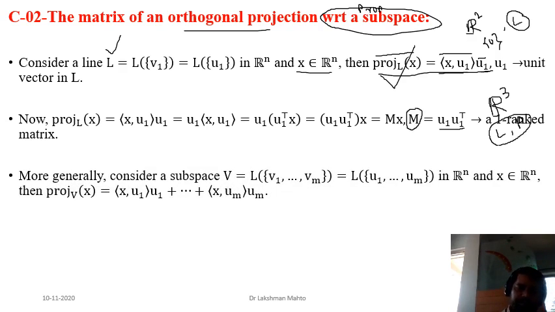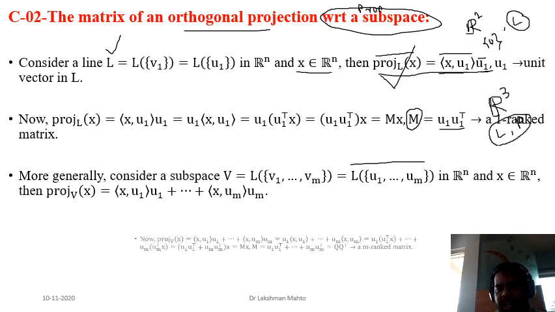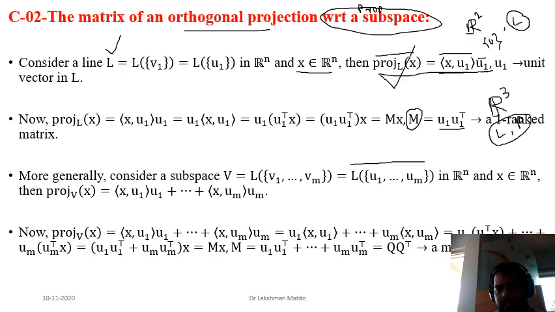Similarly, if your proper subspace happens to be an m-dimensional subspace, in that case what would the matrix be? The matrix would be a rank m matrix. And how is it defined? It is defined through an orthonormal basis of the given subspace V. You know that orthogonalization I had already discussed.